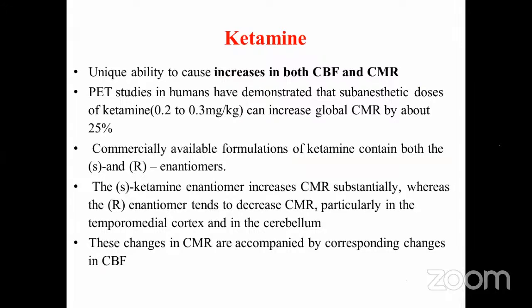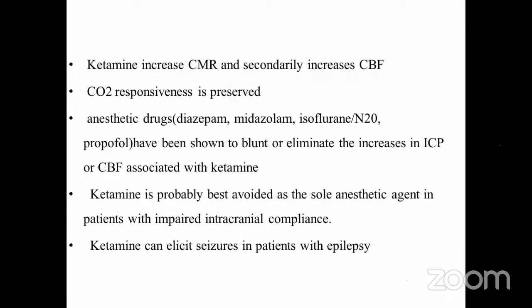There are two enantiomers, S and R. The S enantiomer of ketamine increases cerebral metabolic rate, which substantially increases cerebral blood flow. Whereas the R enantiomer tends to decrease cerebral metabolic rate, particularly in the temporomedial cortex and cerebellum. These are accompanied by corresponding changes in CBF. Carbon dioxide responsiveness is preserved.